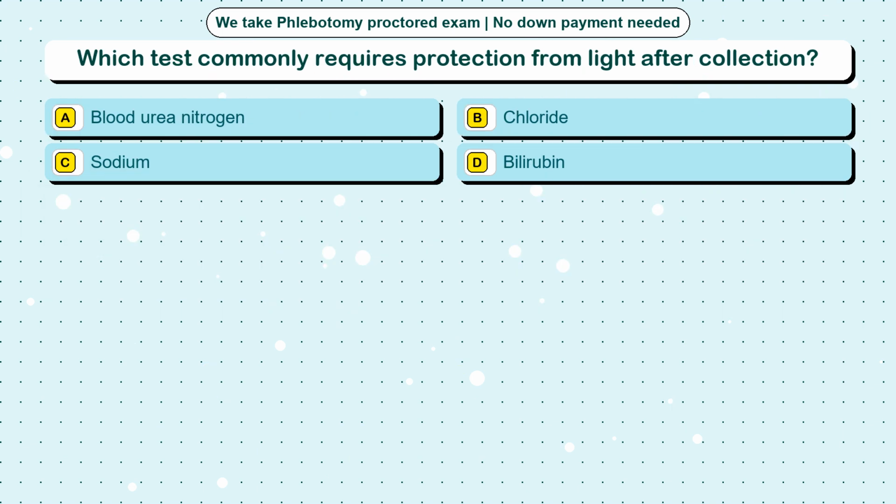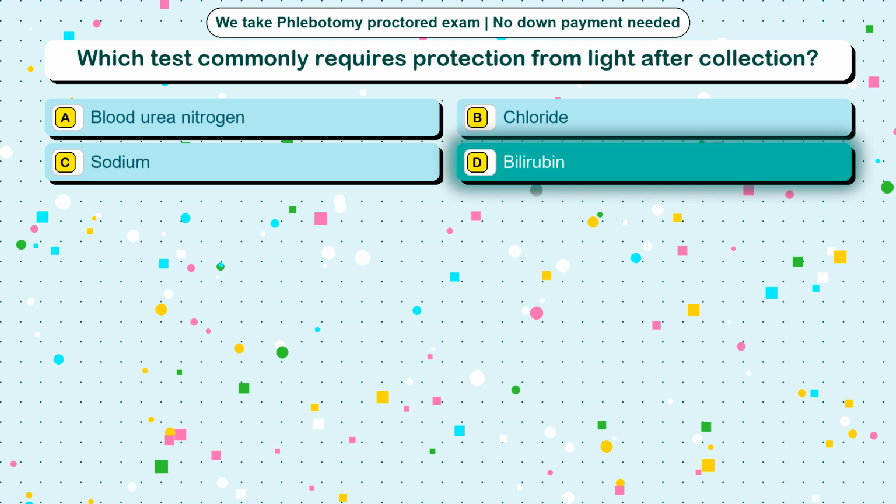Question 72. Which test commonly requires protection from light after collection? Option A. Blood urea nitrogen. Option B. Chloride. Option C. Sodium. Option D. Bilirubin. The correct answer is option D.